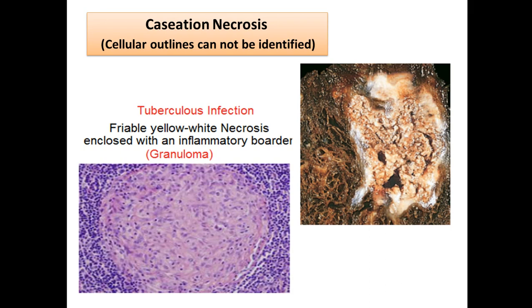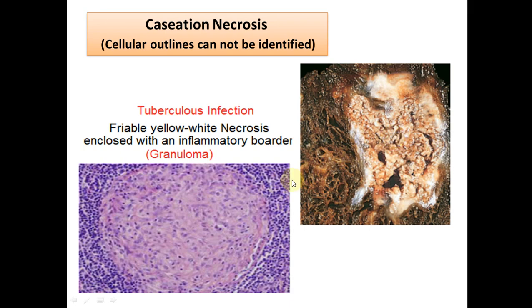So necrosis and dissolution of the epithelioid cells will result in the formation of caseation necrosis, and in caseation necrosis the cellular outlines cannot be identified, and the tissue or the lesion appears in the form of a friable yellow-white mass surrounded by an inflammatory zone, and usually it has a cheesy white soft appearance.